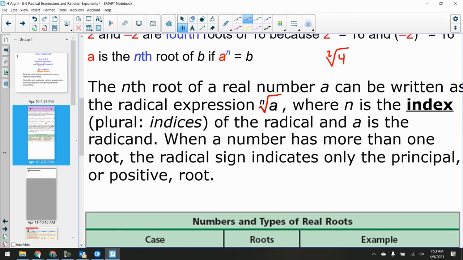Of the radical, and a is the radicand. The piece underneath the radical is called the radicand. The index is the thing that's tucked into the little pocket of the square root symbol, or the root symbol. I should call it a square root symbol.